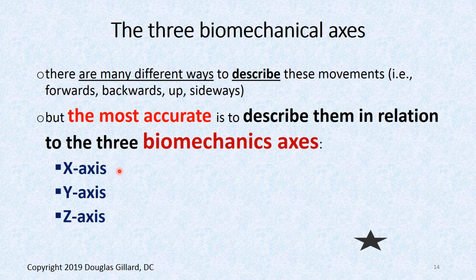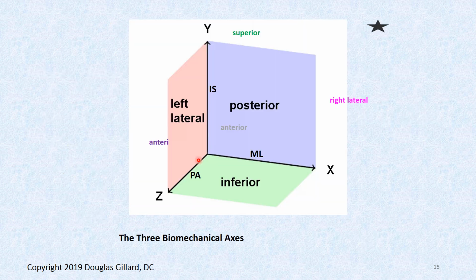It would be a nice question, wouldn't it? Which one of the following is not one of the three biomechanical axes? I could say the W, the X, the Y, the Z. That would be a really ridiculously easy question.